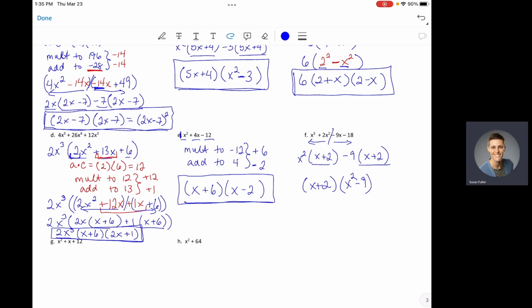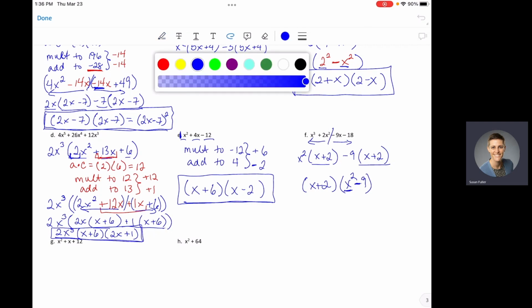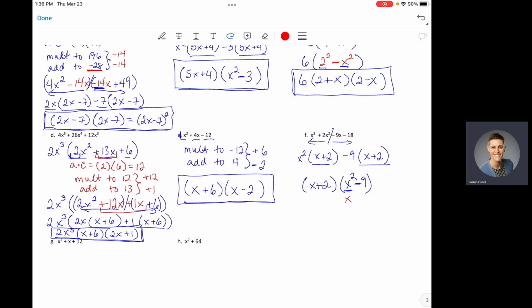Take a look at what we have before we put a box around this and move on with our lives. I have an x squared and I have a minus. That's making my brain say, is that a difference of squares? And this time it is a difference of squares because x squared is something squared and 9 is 3 squared. And they're connected by subtraction. This is a difference of squares.